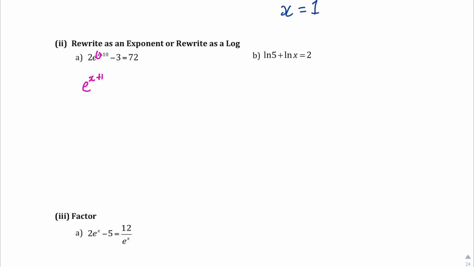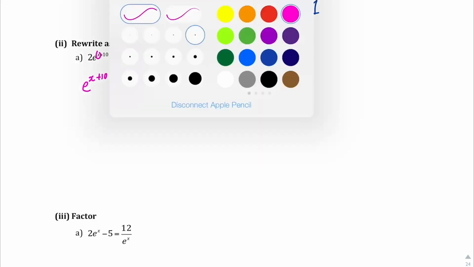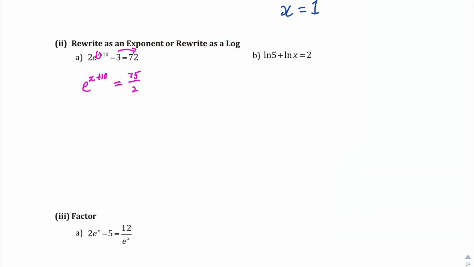And so first things first, I'll move the other two terms to the other side. So add the 3 and divide by 2, and so 75 over 2. And then to get that variable out of the exponent, what I want to do in this case is introduce a base e logarithm. That's the most logical to introduce, because combined with my power rule, I'm going to get x plus 10 multiplied by ln of e, which of course is the number 1.